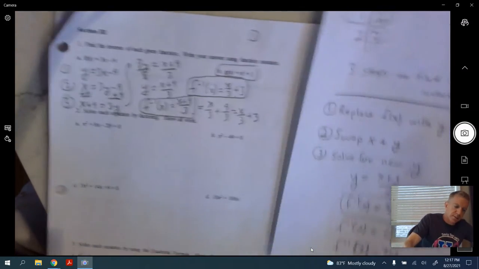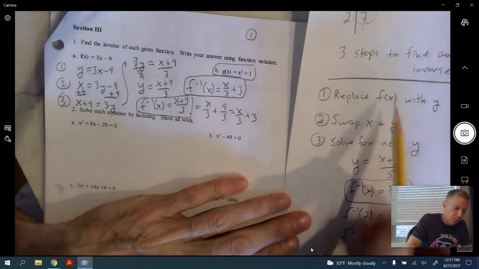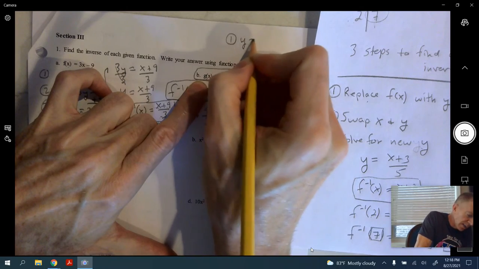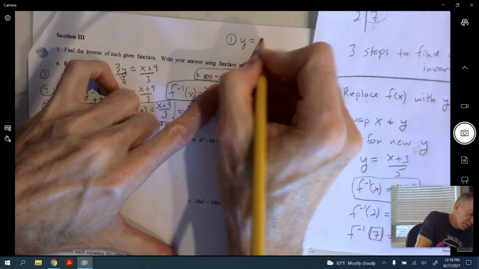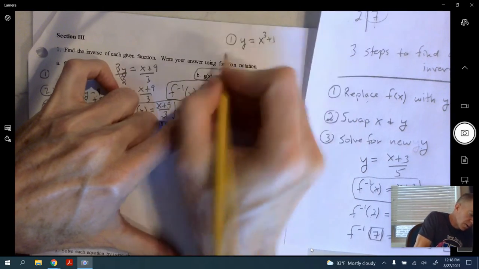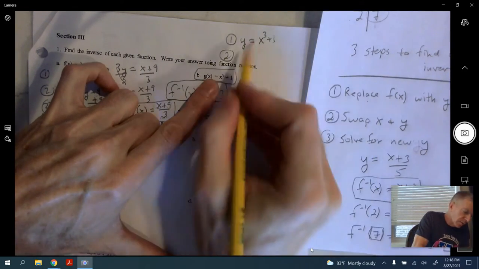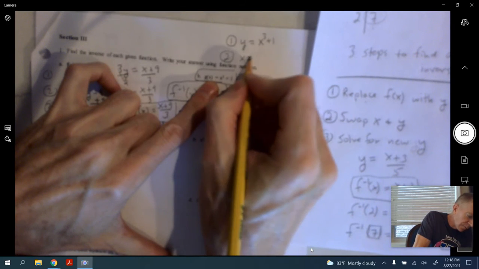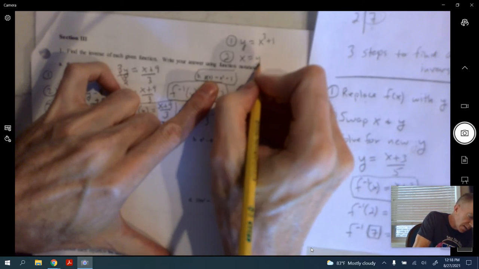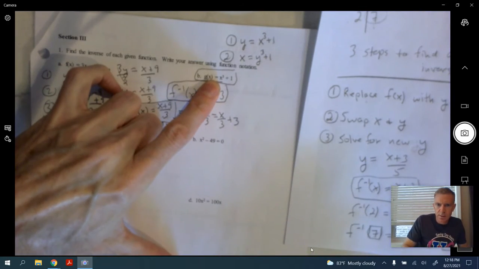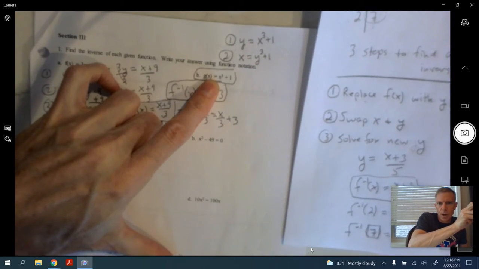Remember our steps right here. Replace f of x with y. In this case, it's g of x, but the same thing applies. So y equals x cubed plus 1. Second step, swap x and y. So everywhere you see a y, it becomes an x. Everywhere you see an x, it becomes a y. Okay. Now we're going to solve for the new y.